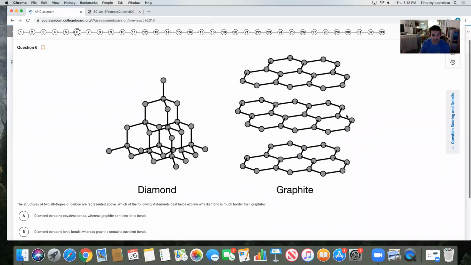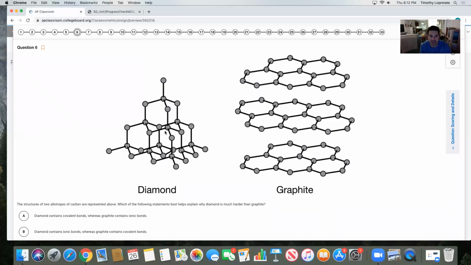All right, question 6. Ooh, I got my diamond, I got my graphite. These are both carbon, all right? These are both covalent network solids. You need to know those two, because those are like the two that are always talked about, right? Diamond versus graphite. So you should already have an idea of what's going on in this question. You should be able to visualize both of these. The structures of two allotropes of carbon are represented above. And again, allotrope just means that it can have different forms, even though it's the same element.